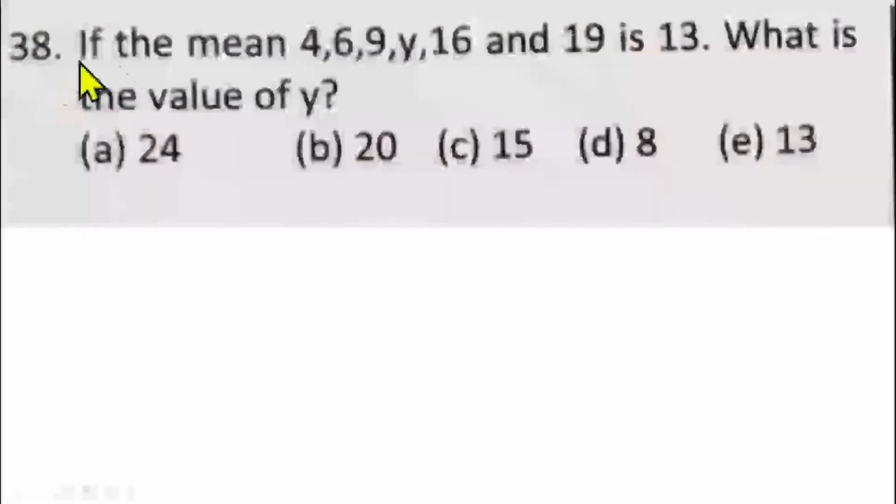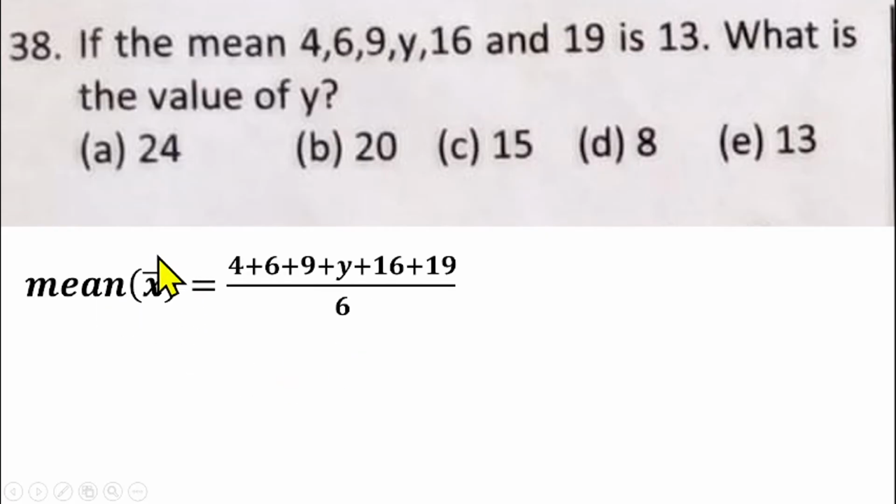Question number 38 is from statistics. If the mean of 4, 6, 9, y, 16 and 19 is 13, what is the value of y? So how do you find the mean? You have to add those numbers together and divide by the number of data we have here, and they said the answer is 13. So mean is the summation of all the numbers divided by the number of data. We have 6 data here, so add them together, divide by 6, and then the mean is 13.